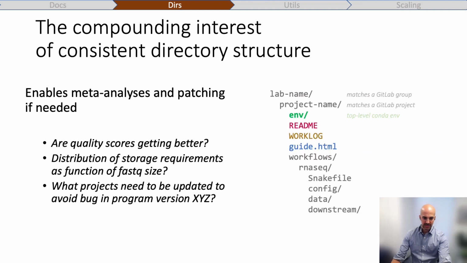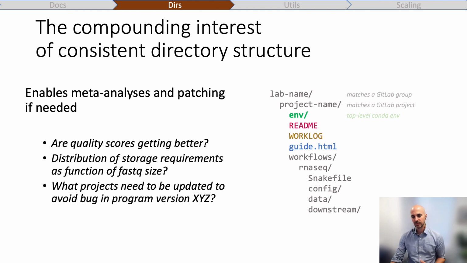As a specific example of that, here's a kind of structure that we tend to use with a lab name and a project name that map to GitLab. And importantly, we have a conda environment at the top level. This lets us immediately jump in, activate that conda environment, and use all of the software that the last person was using in this directory. And of course, we have our documentation here as well, and the rest of our directory structure.